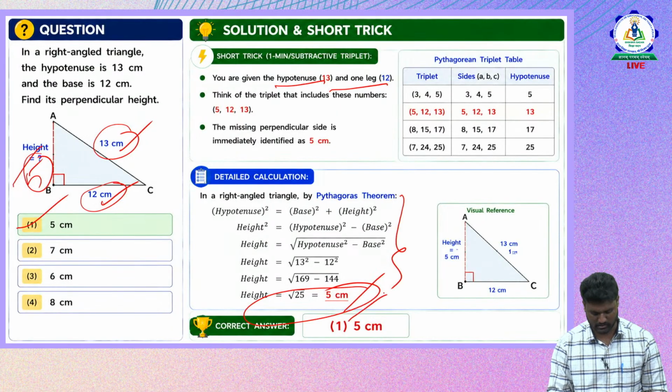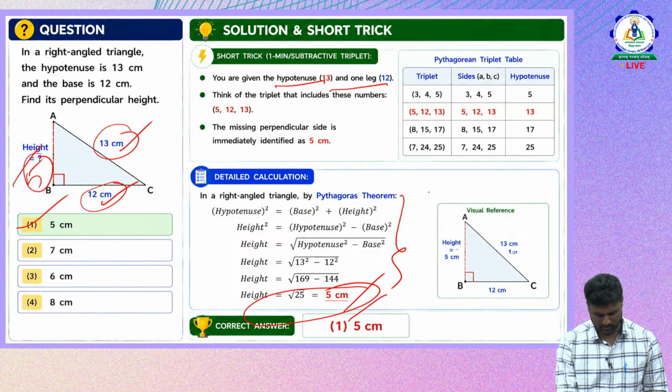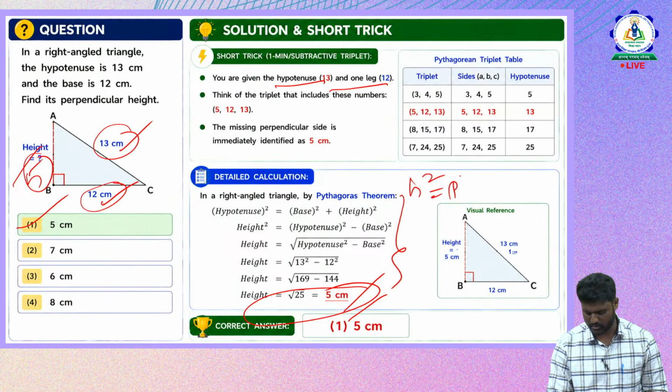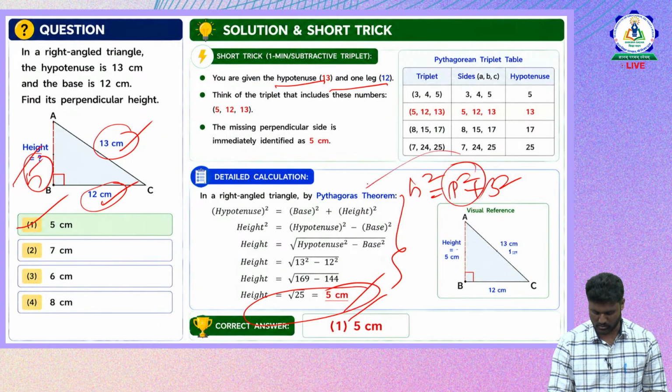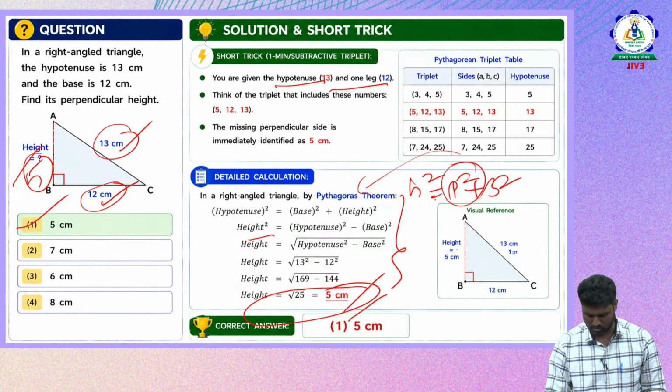So how is it? Now we need to identify the height. Based on the Pythagoras formula, h square is equal to p square plus b square. What we need, the height, that means the perpendicular, we need to identify. So convert this formula in terms of p square. This base will come to this side, so the formula will become h square minus b square is equal to p square.